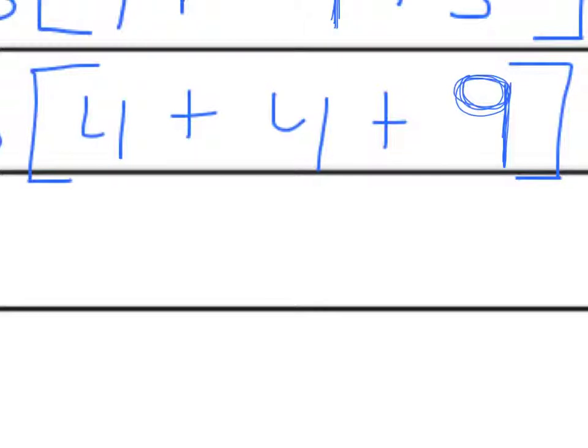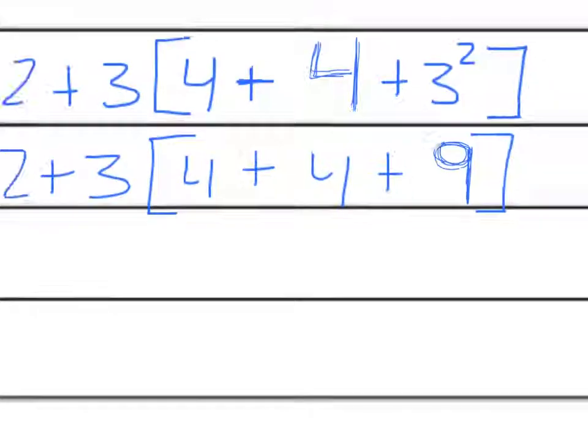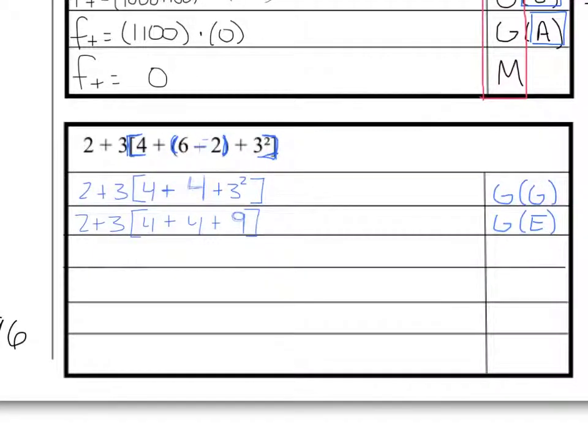Navi, what do I need to do inside this set of grouping symbols now? Yeah, there's nothing left to do. There's only one type of operation left, and that's addition. So inside this set of grouping symbols, I'm going to do the addition. And we can add it all across, all at the same time, since it's all addition. 4 plus 4 plus 9 is 17. So now we've taken care of everything inside our grouping symbols. And we're left with 2 plus 3 times 17.